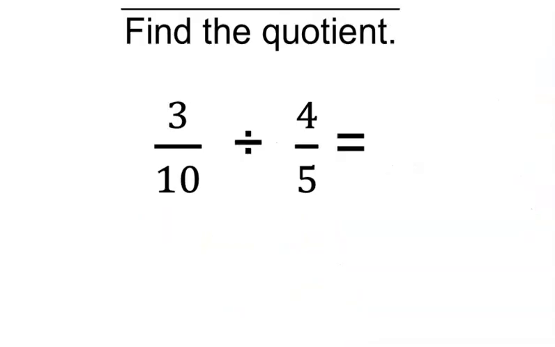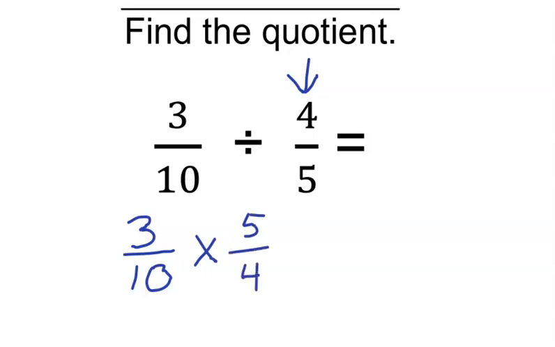Next, we have to find the quotient. We are doing keep, change, flip. So we're going to rewrite this. 3 over 10. Division sign becomes a multiplication sign. The 4 over 5 becomes a 5 over 4. Once again, let's see if we can cross-reduce to save us some time later. Is there anything we can divide into 10 and 5? Yes, definitely. Okay, we can divide 5 into both of those.